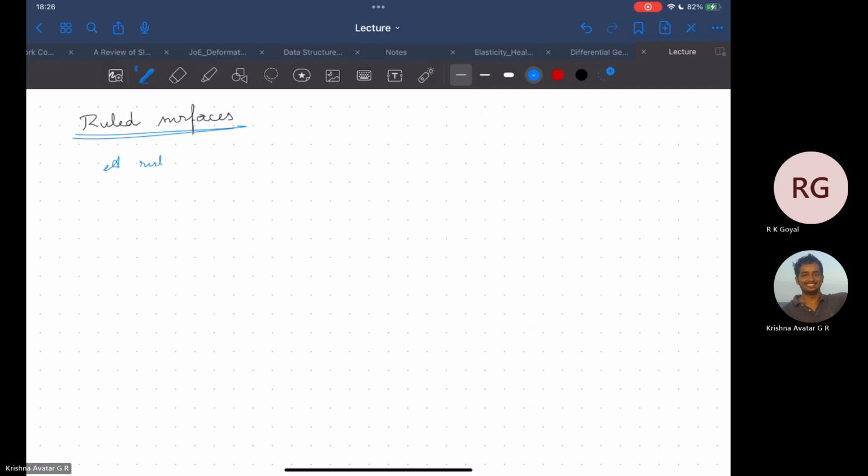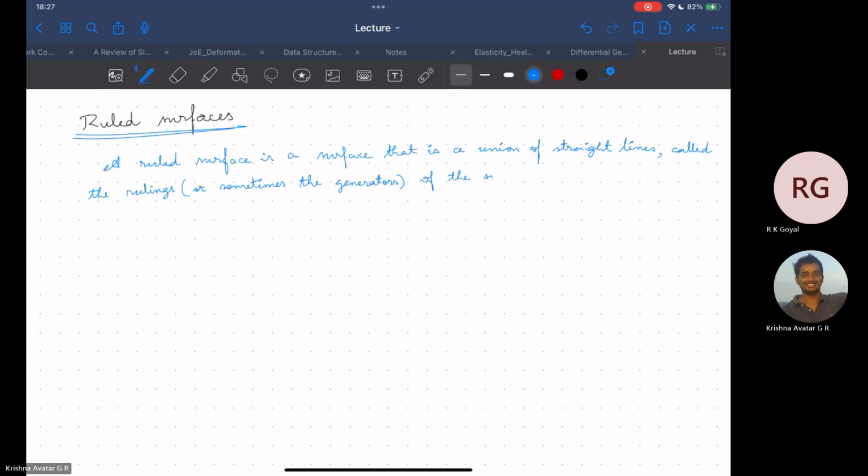So a ruled surface is a surface that is a union of straight lines, which are also called the rulings, or sometimes the generators, of the surface. Okay, so that is the definition.